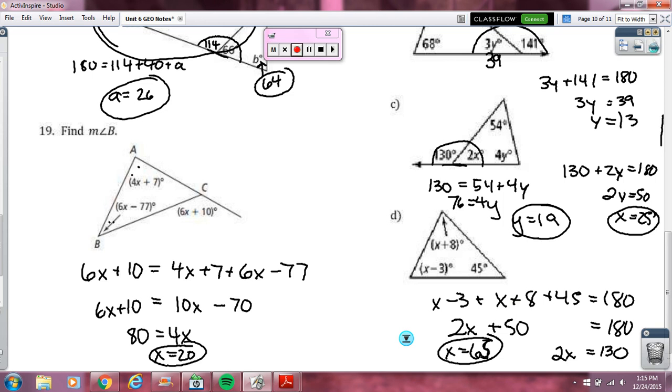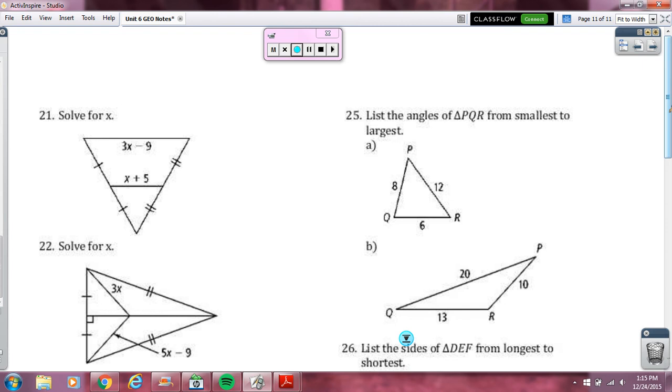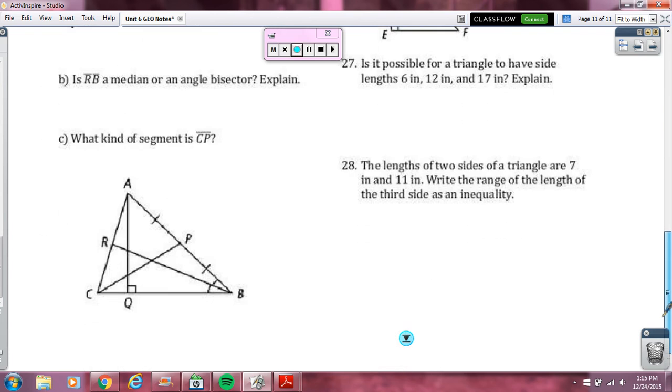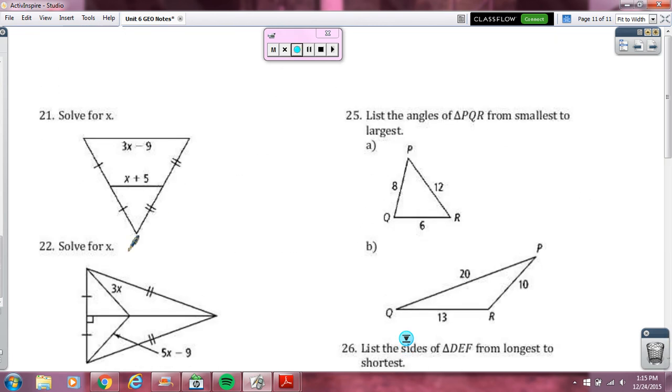Last page. Yep, just a couple more. Solve for x. I see a mid-segment. So that means that the guy in the middle, the x plus 5, is going to be half as big as 3x minus 9, or 2x plus 5 gives me 3x minus 9. Distributive property. And then combine like terms. And I would get that x is 19.